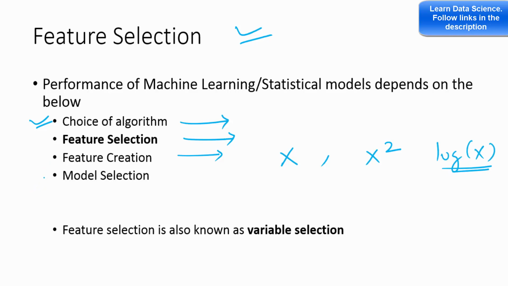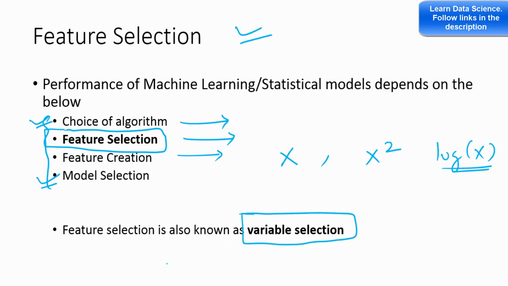And finally, it's model selection. So your prediction accuracy, or the performance of your model, more from a prediction point of view, depends on the choice of algorithm, feature selection, feature creation, and model selection. One of the most important things is feature selection, and that's the topic for this session. Feature selection is also known as variable selection. In ML we call it feature selection, but it's more or less the same.